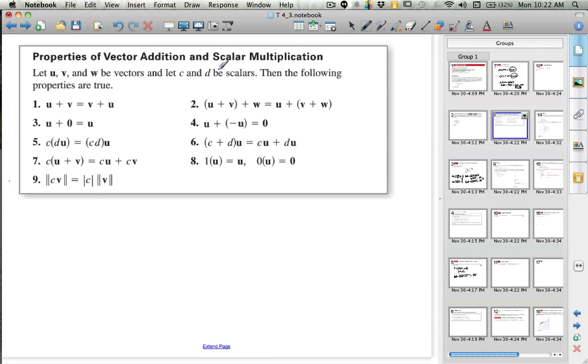Okay, so we have properties of addition and multiplication. You'll notice they're the same as the properties you've seen before, right? So you've got the commutative property, the distributive property, all sorts of different properties. These are all properties that we're pretty familiar with, and you're basically reestablishing that all of these properties still apply when you're doing vector addition and scalar multiplication.